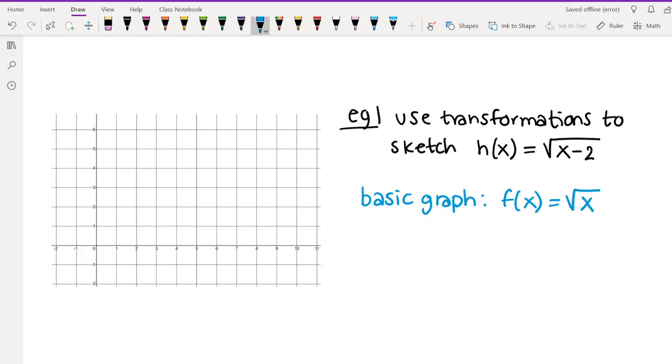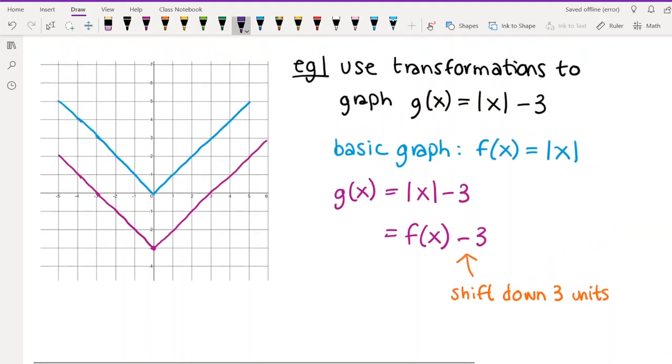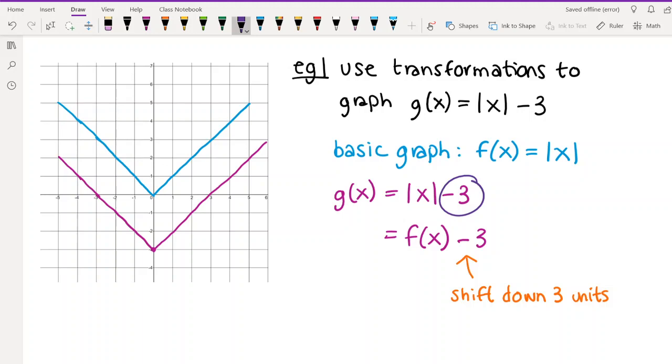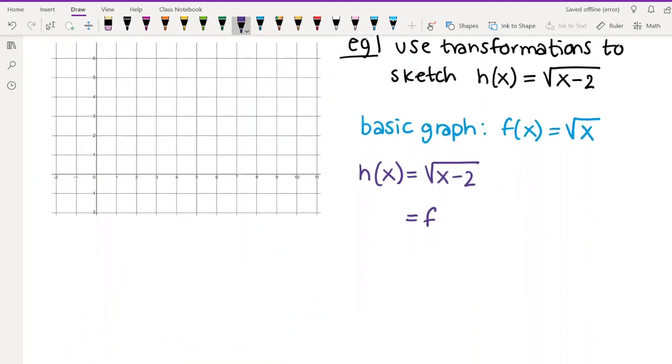And now the question becomes, what is the transformation? How would we write this as a transformation of the square root of x? We have h of x is equal to the square root of x minus 2. So how would we write that in terms of f of x? Would it be f of x minus 2, or f of x minus 2 inside the parentheses? Notice that in the last one, the subtraction was happening outside of the absolute value, and that corresponded to subtracting from the function as a whole. Whereas in this example, the minus 2 is inside of the square root. And so that's what tells us that we want to rewrite this as f of (x minus 2).